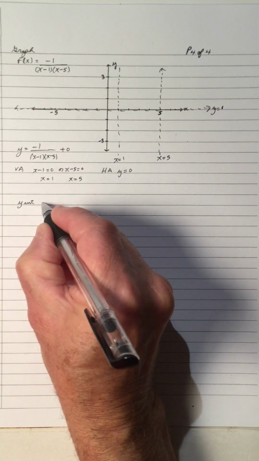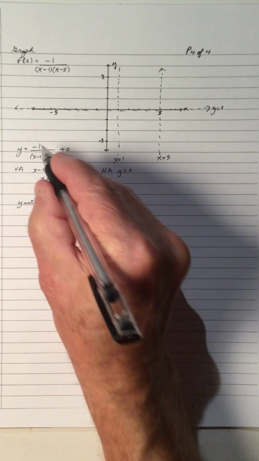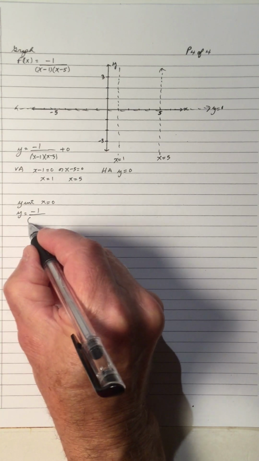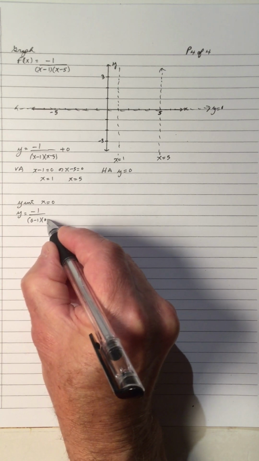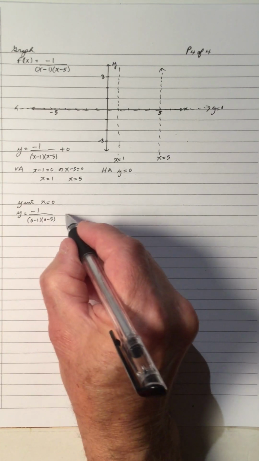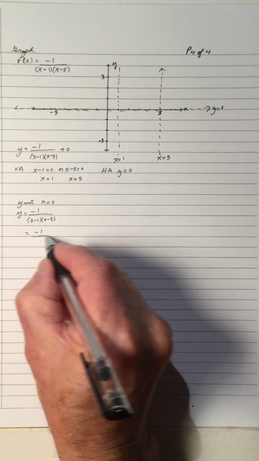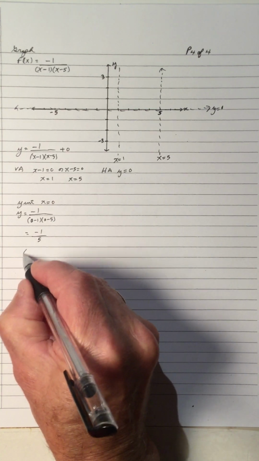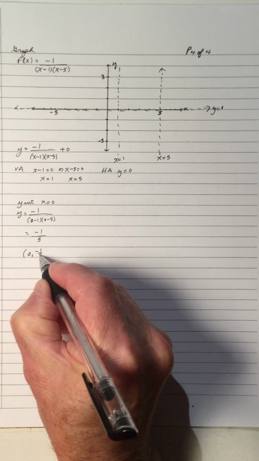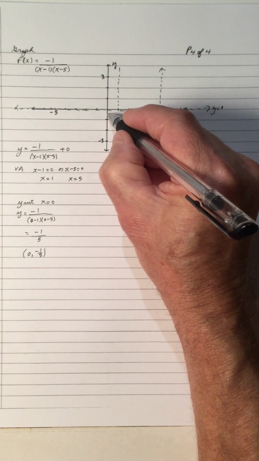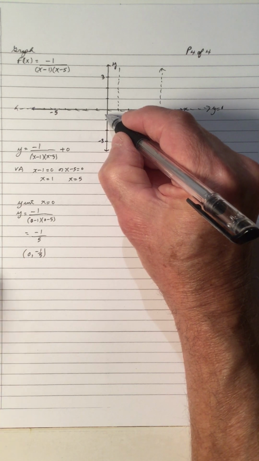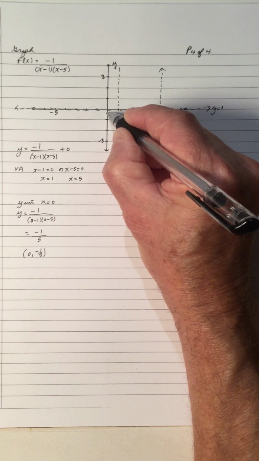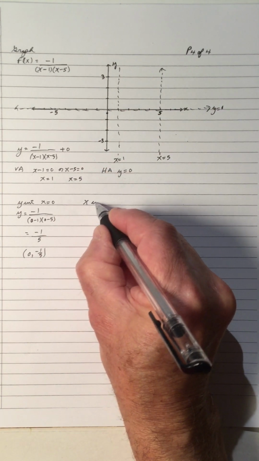The y-intercept is when you let x equal 0. So let's take the equation and put y equals negative 1 over 0 minus 1, 0 minus 5. And that gives us negative 1 over negative 1 times negative 5, which is a 5. So when x is 0, y is negative 1/5. And that's roughly right there. That's the y-intercept.